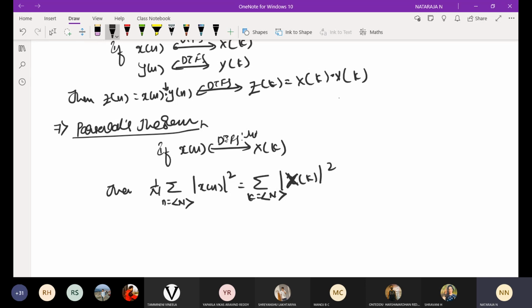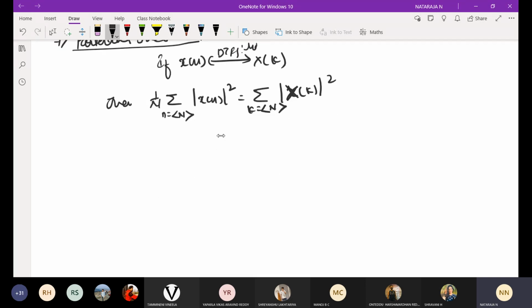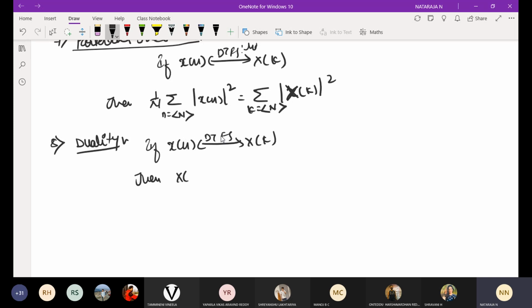Okay, next we'll go for the second one. Next one, duality. Next property is duality. If x of n is DTFS of x of k, then x of n is the DTFS of 1 by N into 1 by N into x of minus k. This is the property of duality.